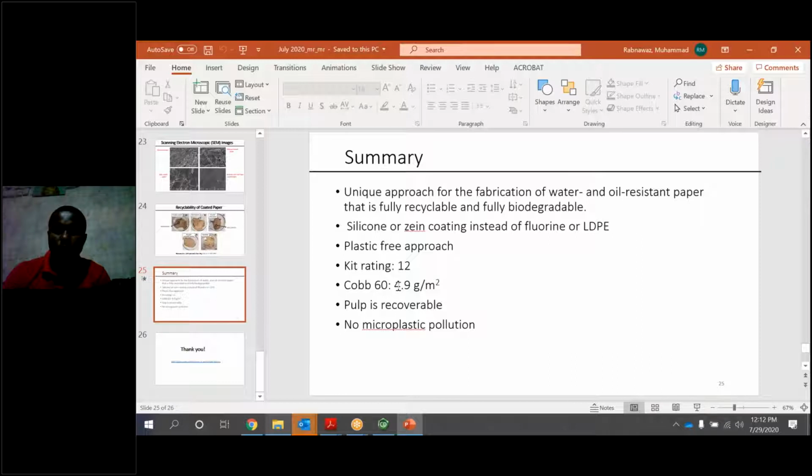Cobb value was 4.9 for the dual layer, and that's very, very impressive. That means you can hold coffee for several hours there without any problem. Pulp is recoverable. That's another exciting feature of this technology because the whole world, in plastics and materials, wants to go into a closed loop and reduce the pollution.